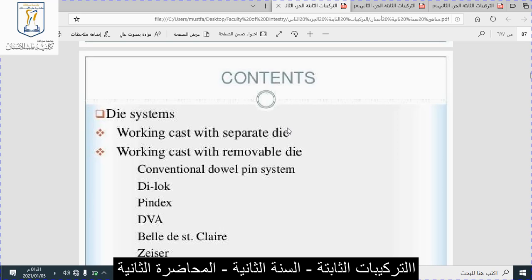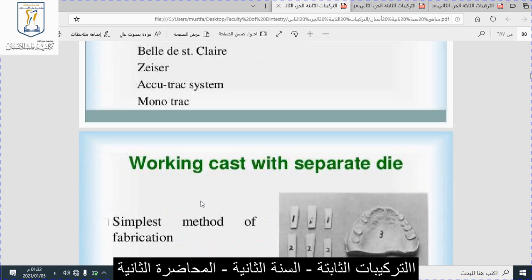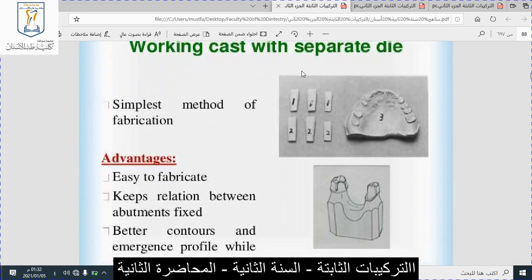We will make the die from one impression, and the second pour will make the cast. This is the separate die, which I told you before has some disadvantages. Working cast with removable die is the one being used. It is with the conventional dowel pin system, a dowel pin which is inserted and easy to remove and replace the die into the cast. Die lock tray, okay. This is the Pindex system, DFA system, Dentsply system, Accutrac system, and Monaco track system.